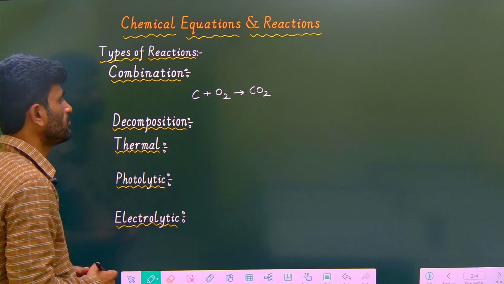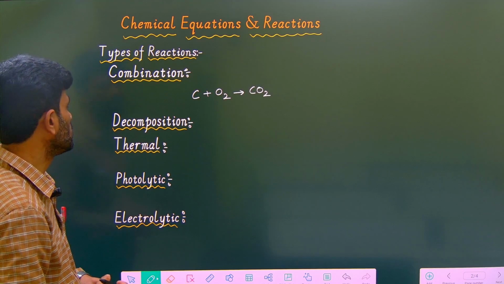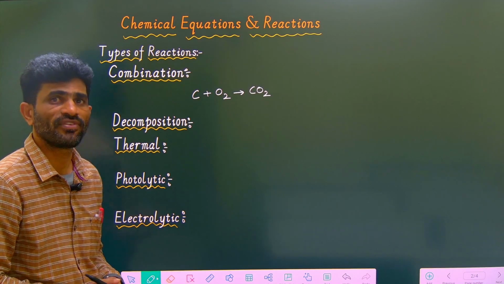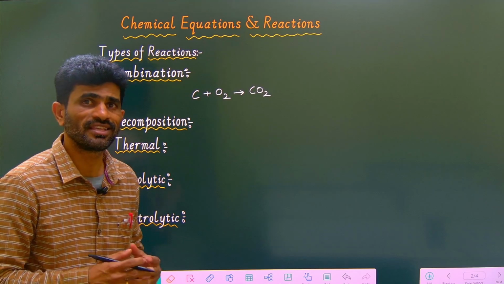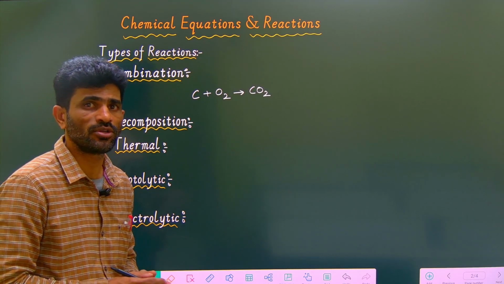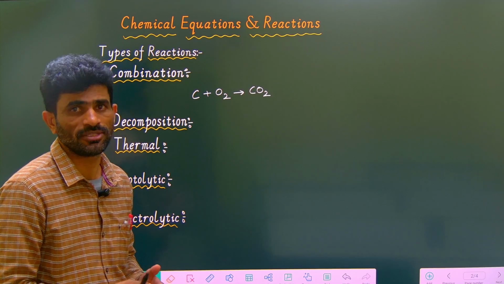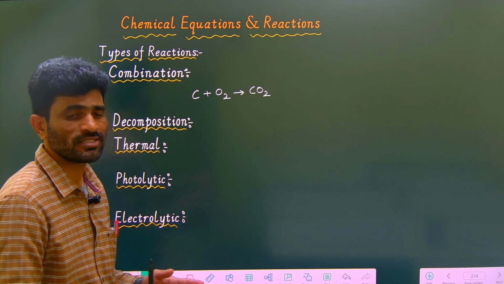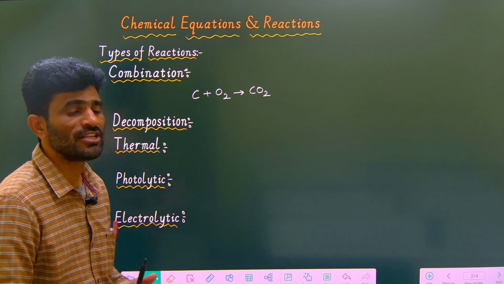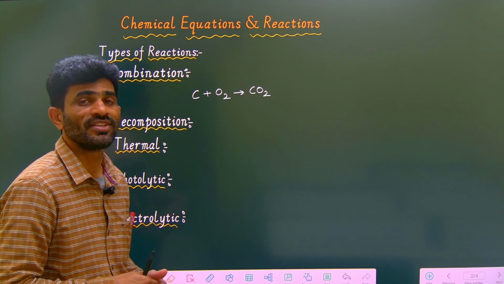Here we have different types of decompositions. These decompositions depend on the type of energy. I told you decomposition means a single reactant will be divided into many products. To divide that substance we need some energy. To divide the given substance into many products we need energy. Depending on the energy which is utilized in the reaction, we call which type of reaction it is.